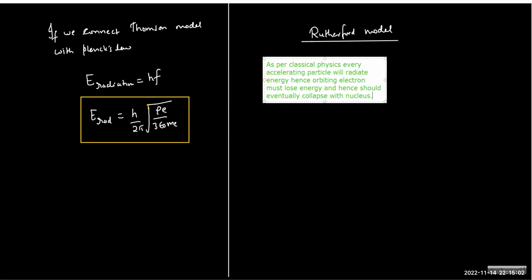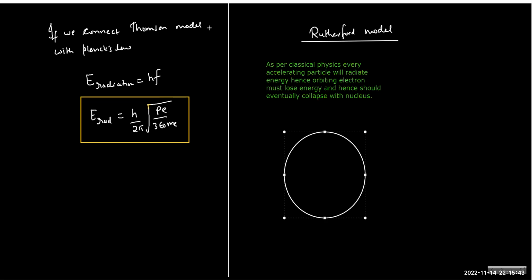So classical theory predicted that every orbiting electron must radiate energy, must lose energy, and because it loses energy, it will lose velocity also, because as half mv square becomes lesser, mv square by r will also be lesser. So the centrifugal force will decrease, and then the nuclear force will become more and more. So eventually every charged particle should spiral towards the nucleus, and that will make an atom unstable.